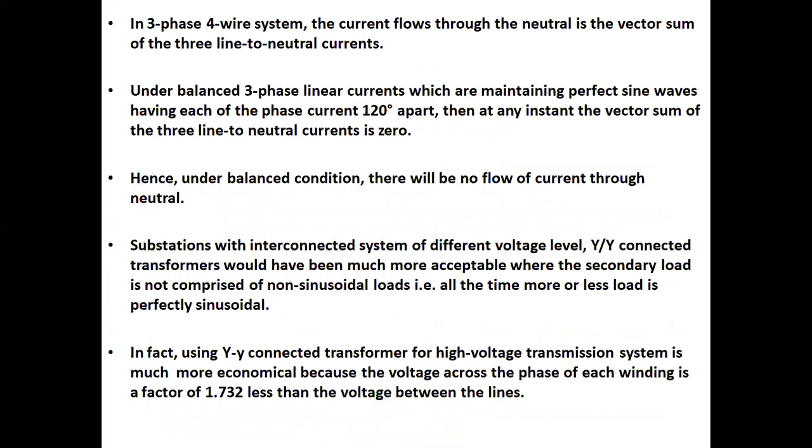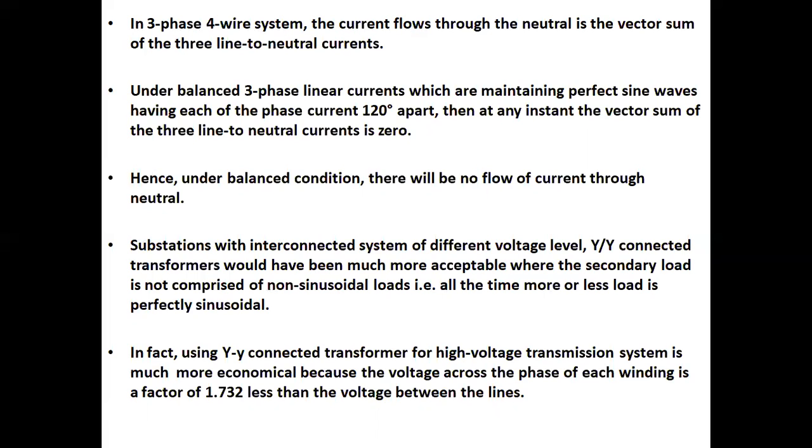In a 3-phase 4-wire system, the current flowing through the neutral is the vector sum of the 3 line-to-neutral currents. Under balanced 3-phase linear currents, which maintain perfect sine waves with each phase current 120 degrees apart, at any instant the vector sum of the three line-to-neutral currents is 0. Hence, under balanced condition, there will be no flow of current through the neutral.